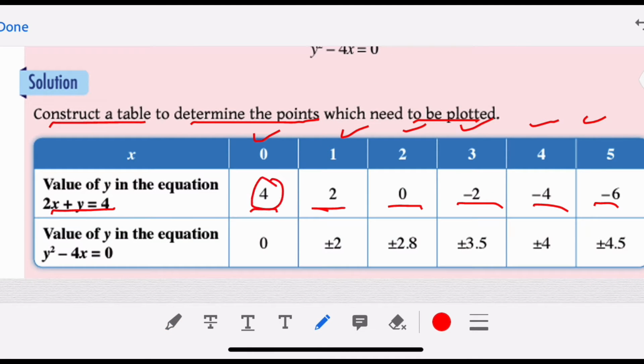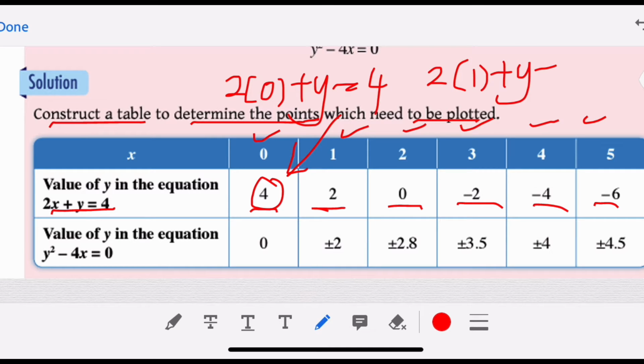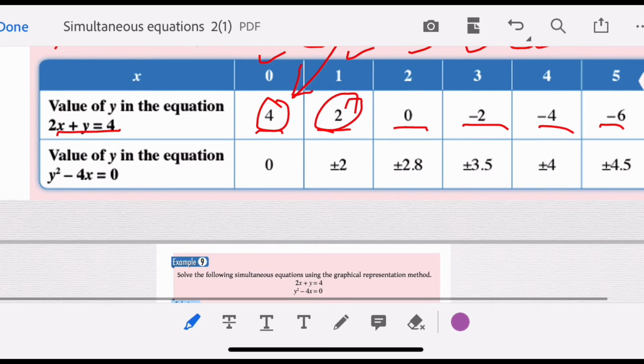Example, how to get 4? I will take 2 times 0 plus y equal to 4. So for y, I will get 4. Okay, you substitute 2 times 1 plus y equal to 4. So y is 4 minus 2, so you will get 2. Right? So you find the corresponding x and y. Same thing for this one.